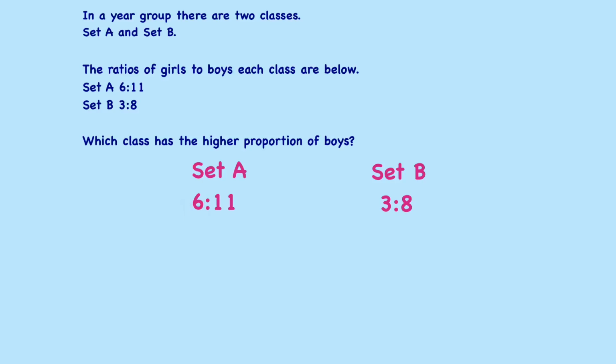So don't forget we need to get it into expressing it as 1 to n. So the left hand sides have to be 1. So we'll do set A first. So divide the 6 by 6 to get 1. And then we have to do the same thing to the 11. And that will give us 1.8. Then we'll move to set B and we'll divide the 3 by 3 to get 1. And then we have to do the same thing to the 8. We divide that also by 3.